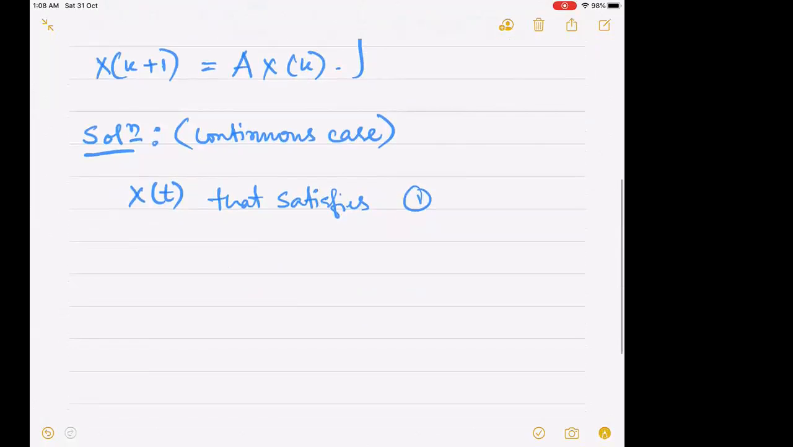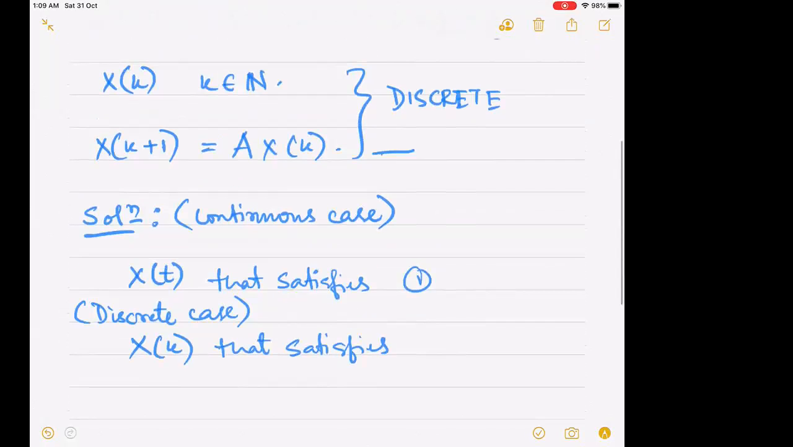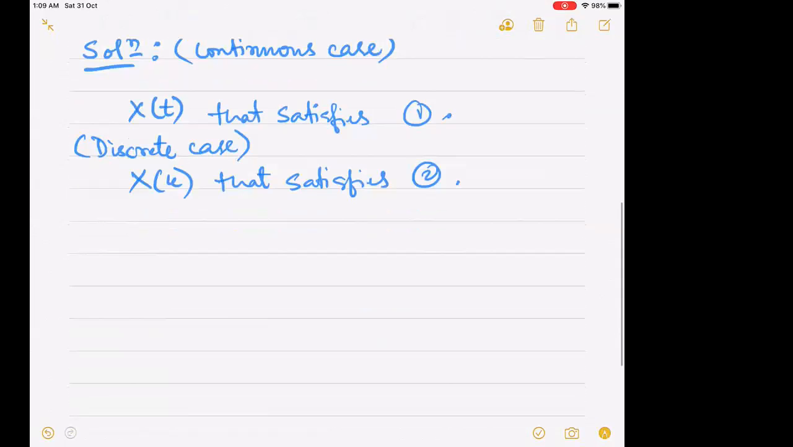And for the discrete case, likewise, find an x(k), which is a sequence now, that satisfies this equation, which is equation number 2. That's it. Now the question is, how do we get these solutions? To put things in perspective, let us try and see what problems we expect.